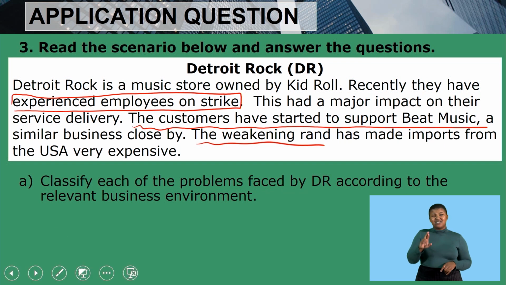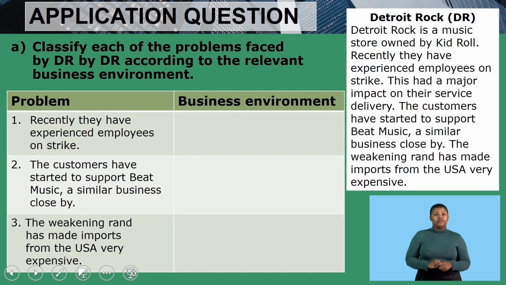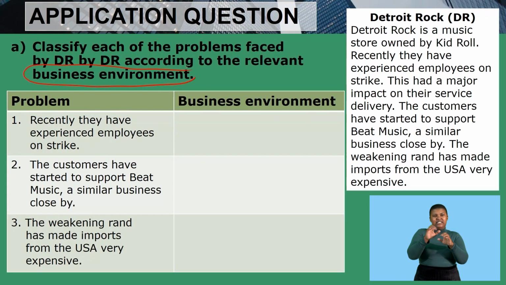So in this instance, the problems were already given. But sometimes a question can ask you to quote the problem. Then you will see here, we have quoted the whole sentence. So you will see problem 1: recently, they have experienced employees on strike. Problem 2: the customers have started to support Beat Music, a similar business close by. And problem 3: the weakening rand has made imports from the USA very expensive. But the question now asks to classify each to the relevant business environment. So business environments being micro, market, or macro. So let's take a look.